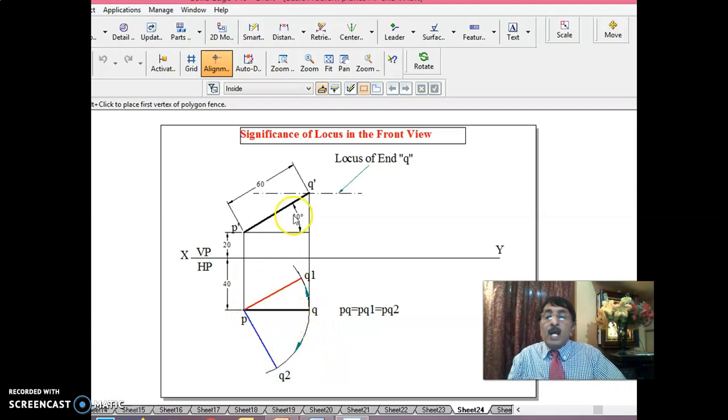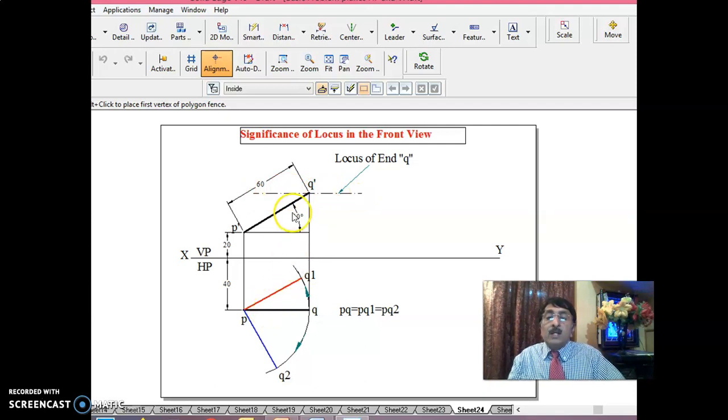As long as the inclination to HP is constant, if you rotate the line with respect to VP, the top view length does not change. PQ will remain the same. Let us say I go to some random position here. This PQ will be equal to PQ1 only. Let us say the line is moved this way. PQ will be equal to PQ2 only. Also, as long as the inclination to HP is constant and you rotate the line, the distance of end Q above HP will remain the same. That means it will be lying only on this locus. This you never forget.